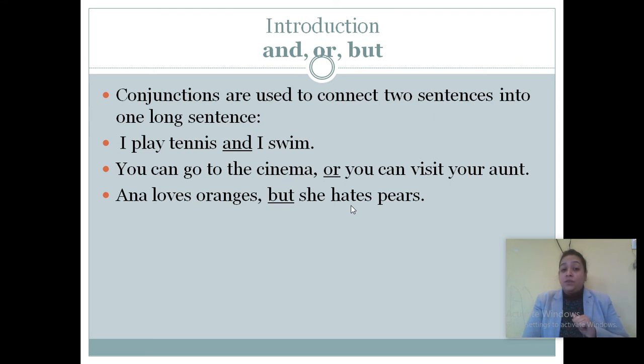Anna loves oranges, but she hates pears. Now we are talking about a contradiction. She likes one of the fruits, but she doesn't like the other fruit. So then we use but.